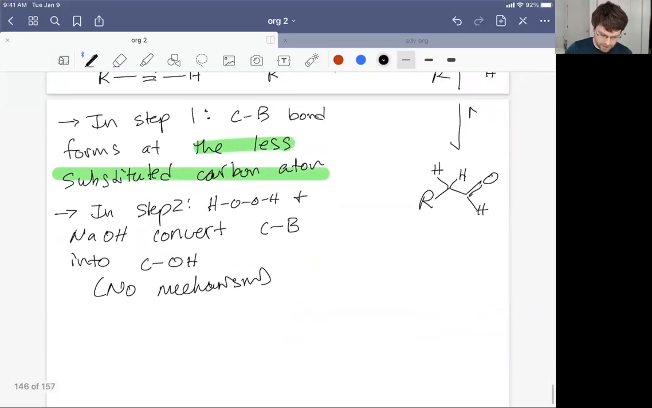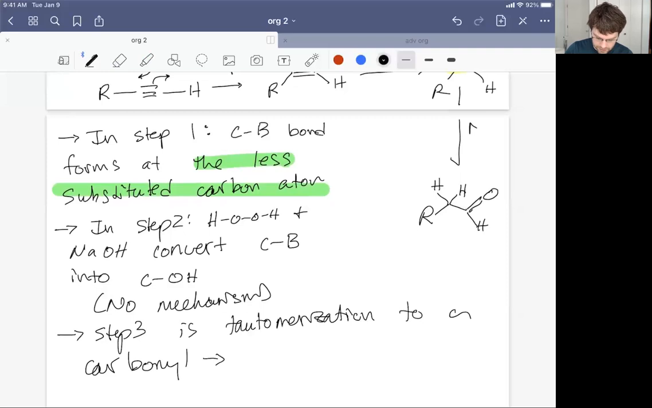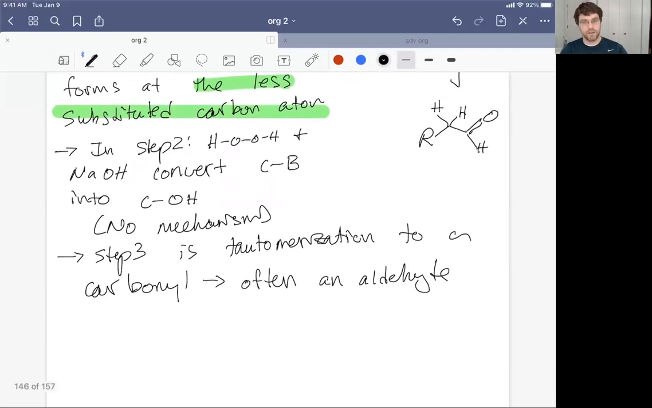So you could even say that there's a step 3 to this. Step 3 is tautomerization to a carbonyl, which is often an aldehyde. But if there's substitution on either side, it's no problem. It's just the boron, if it has a choice, it's going to go to the less substituted position.